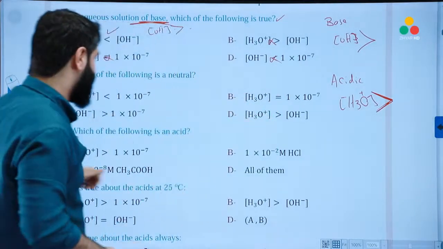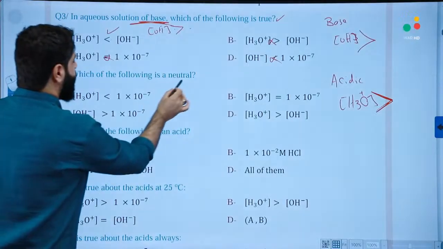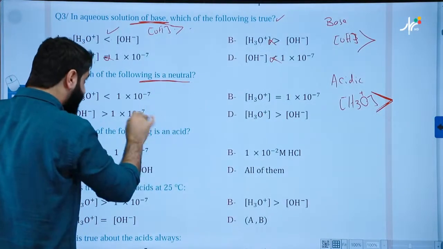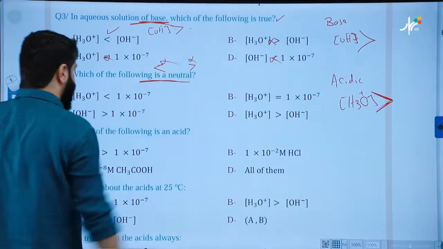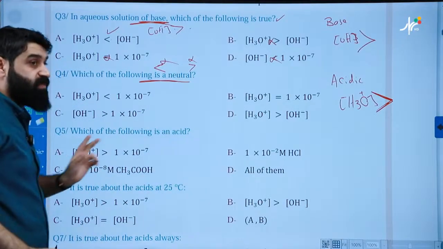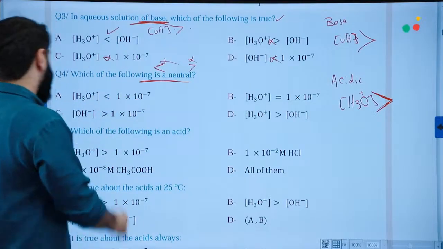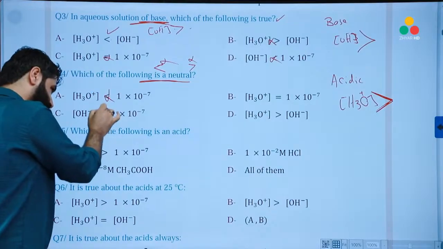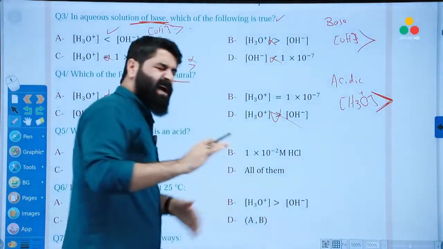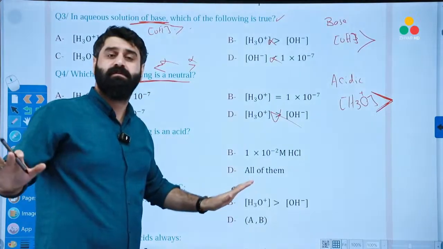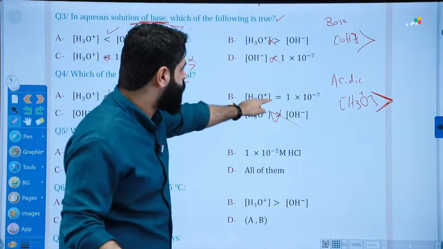Good? Which of the following is a neutral? We don't need to have greater or smaller. We don't need this. For neutral, we need the equal sign with the correct number. For the neutral, try to remove all the greater and smaller signs. Okay? Look, H3O equals to this.